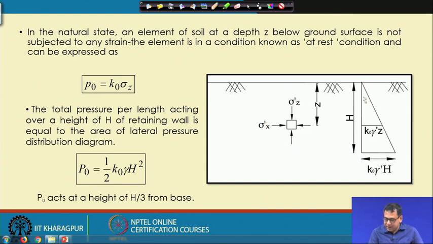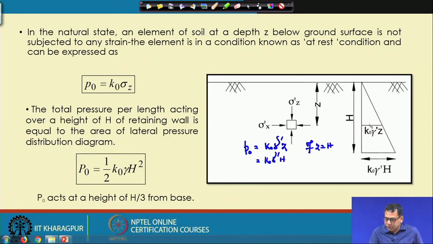So here, p 0 is equal to k 0 into gamma into z, or gamma bar into z. It varies linearly with z, because gamma is constant if it is a homogeneous soil, and k 0 is also constant for a soil. So it is a function of z. If z is equal to h, we can write k 0 gamma dash into h.